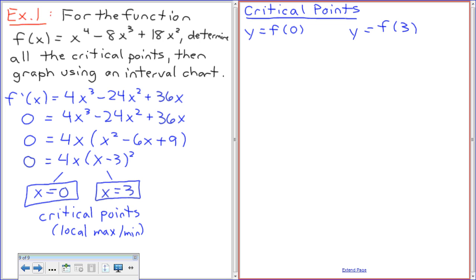All right. Okay. What does f of 0 equal? That's just 0. So my first one's going to be 0, comma 0. All right, f of 3 I can't do in my head though. 3, 9, 27, 81. I'm not even going to try. Can somebody help me? I'll do that.